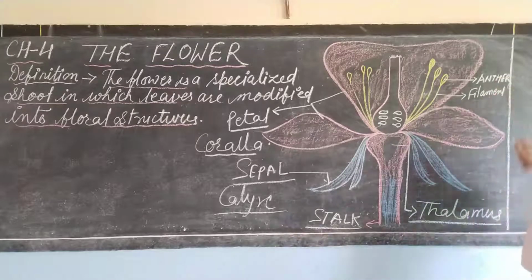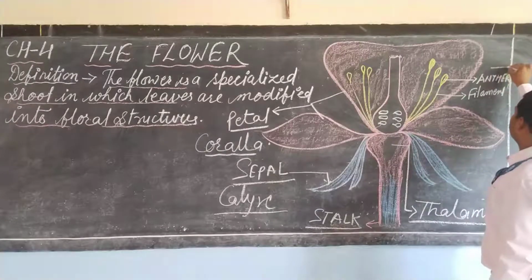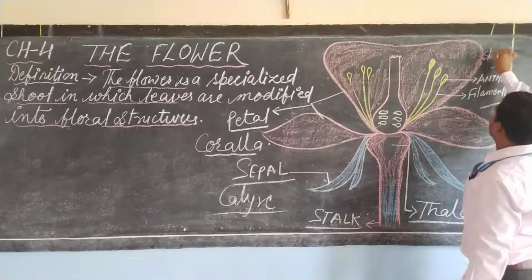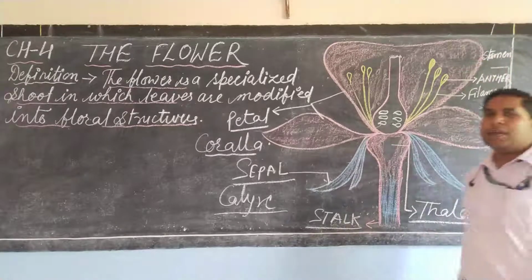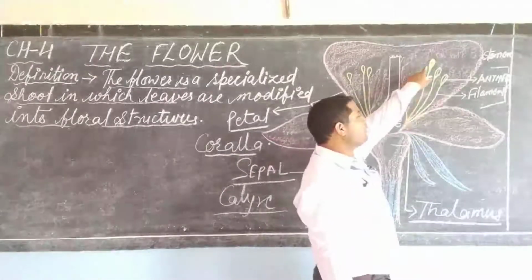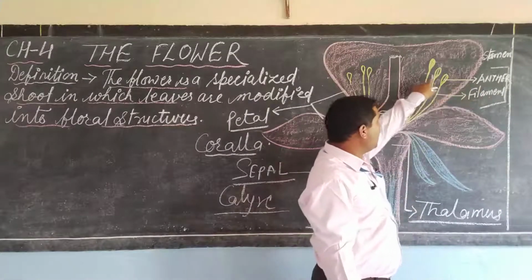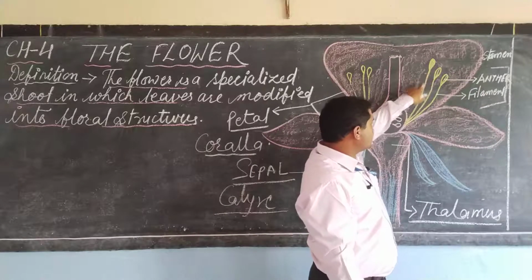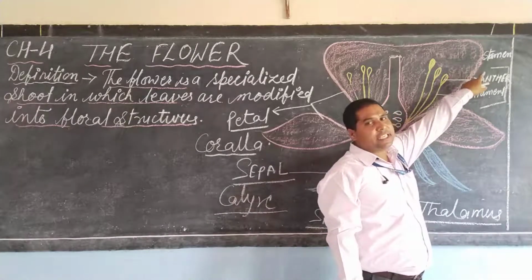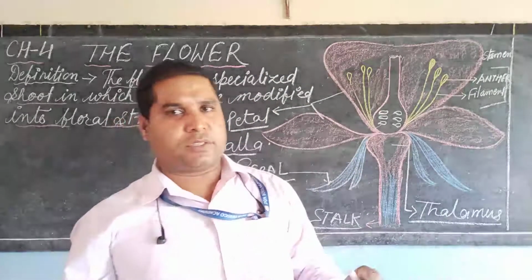So anther and filament altogether are known as a stamen. So stamen is the male part of the flower, dear student. So the tip of the male part of the flower is known as an anther, and this string part is known as a filament. Both together are known as a stamen. Stamen is the male part of the flower, dear student.